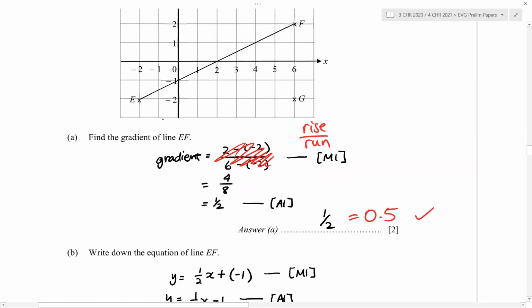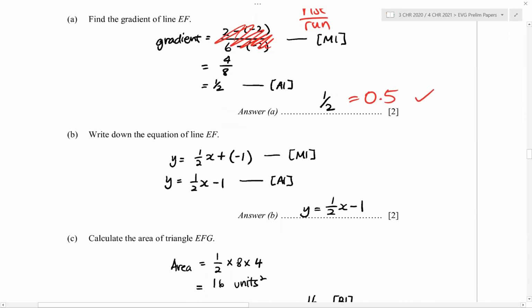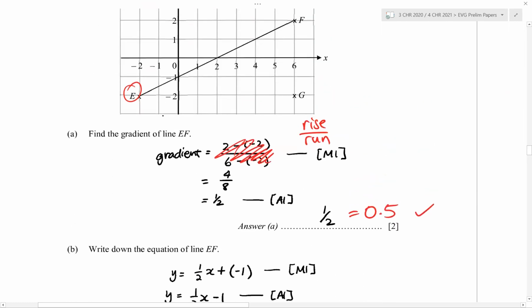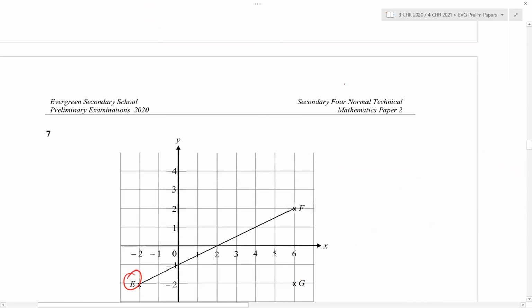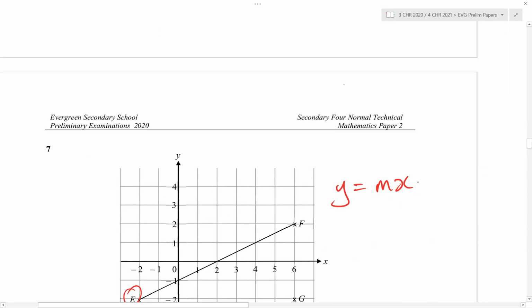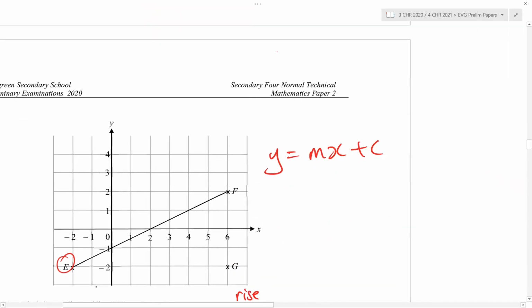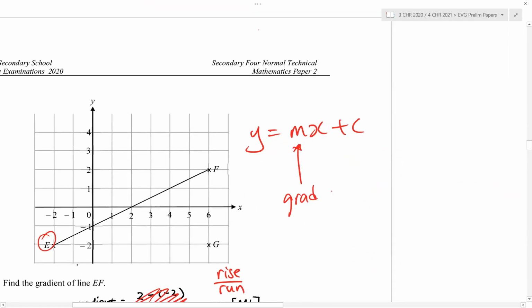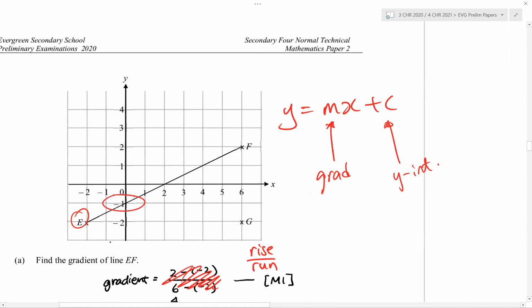Where you rise from? Rise from the bottom, from the bottom point. E, from E. Rise up, then run to the right. Okay. Okay, next one, equation of EF. Anybody needs help? Okay, so Y equals mx plus c. This is your gradient, and this is your y-intercept. Y-intercept in this case is -1.